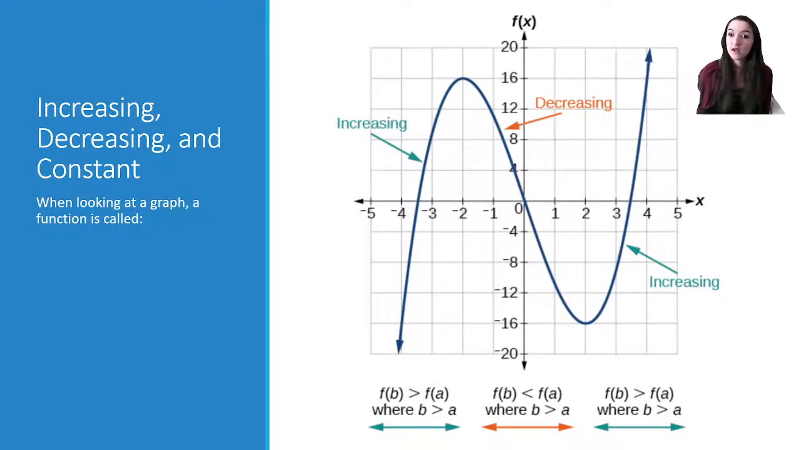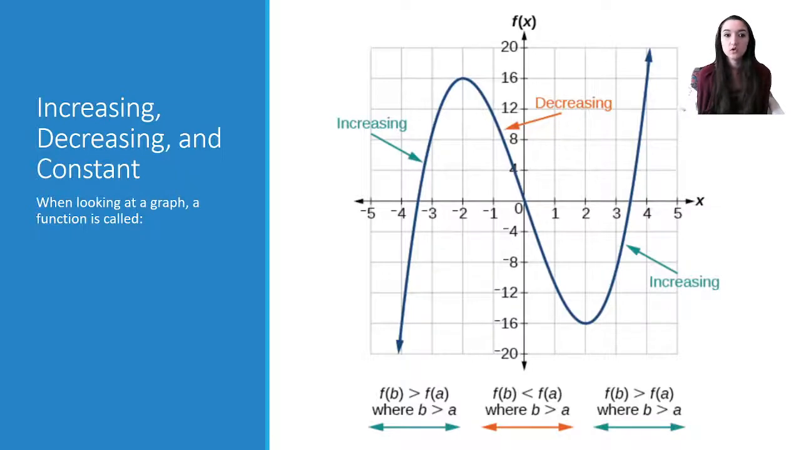Alright, so now that we have our notation for writing intervals, we're going to talk about how we can use those intervals, different problems that would involve them. As I said before, dealing with domain and range, we can definitely use our interval notation to write out our domain and range. We can also use interval notation to talk about where a function is increasing, decreasing, or constant.